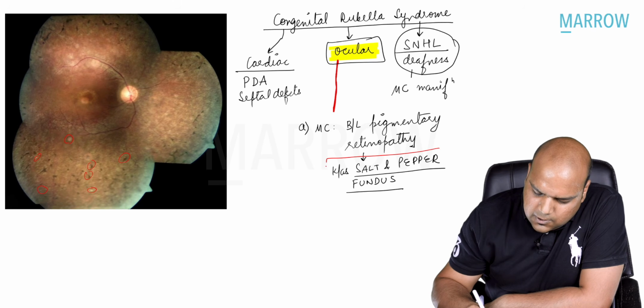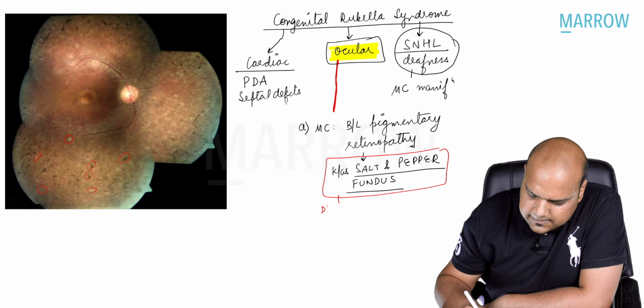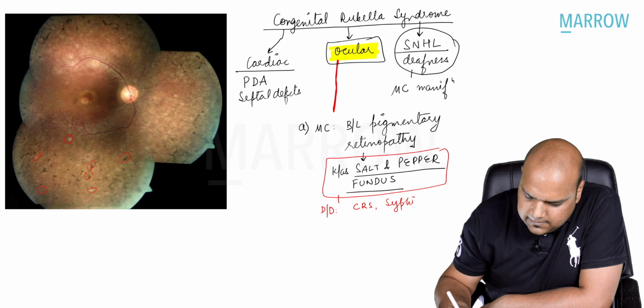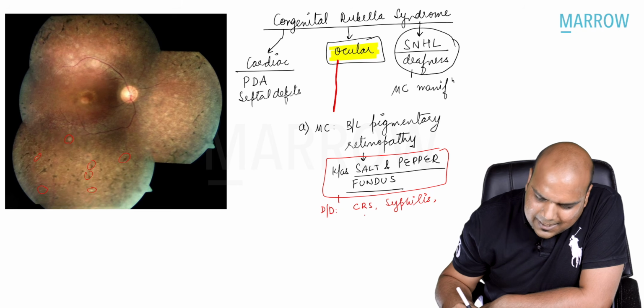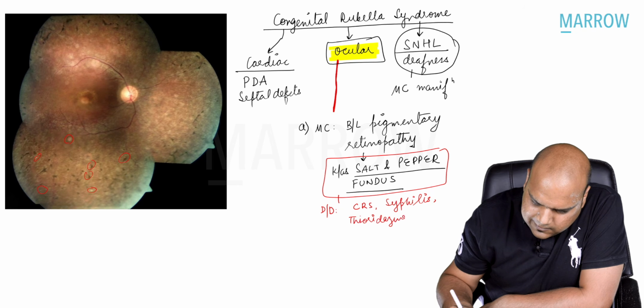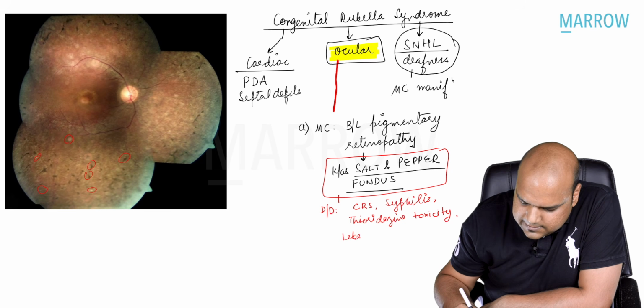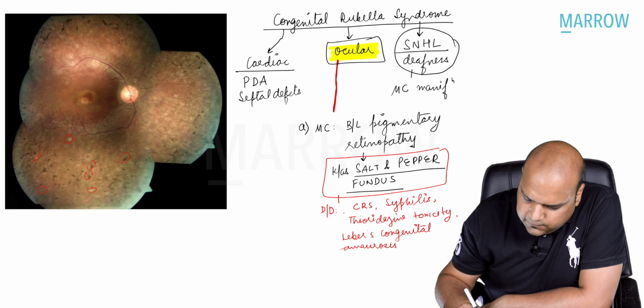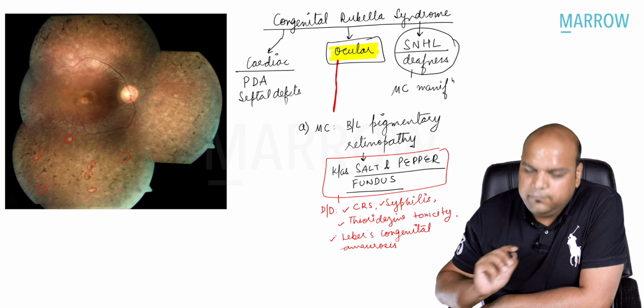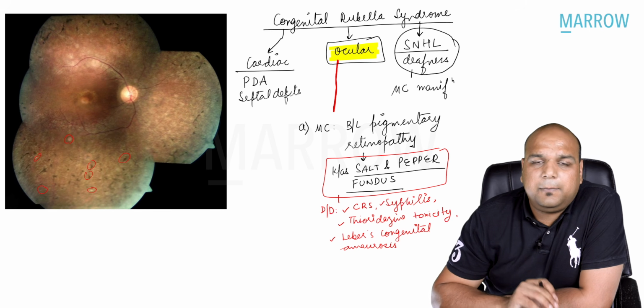Please remember, salt and pepper fundus differential diagnosis. Along with congenital rubella syndrome, it can also be seen in cases of syphilis. It can be seen in cases of thioridazine toxicity, as well as in cases of Leber's congenital amaurosis. So 4 causes, number 1, number 2, number 3 and number 4. That's the differential diagnosis of salt and pepper fundus.